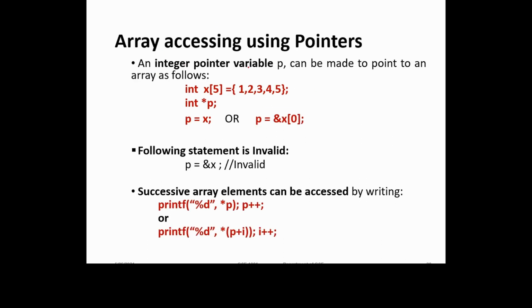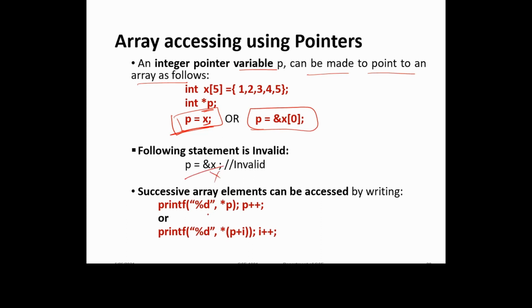So an integer pointer variable p can be made to point to an array like this. int x[5] = {1, 2, 3, 4, 5}; int *p is a pointer variable. p = x. So look carefully here, we are not writing, again I am telling you, p = &x. It is not right because it is the address of the whole array. So p = x, or we can write it in this way, p = &x[0]. Okay, so the other statement is invalid.